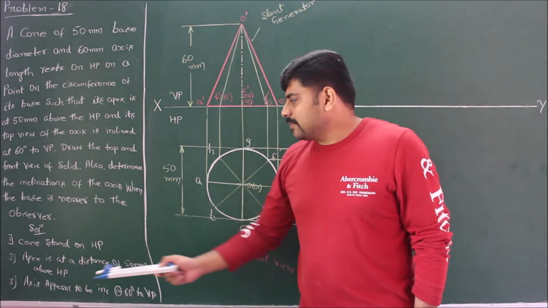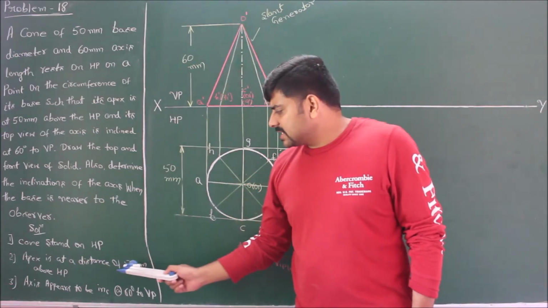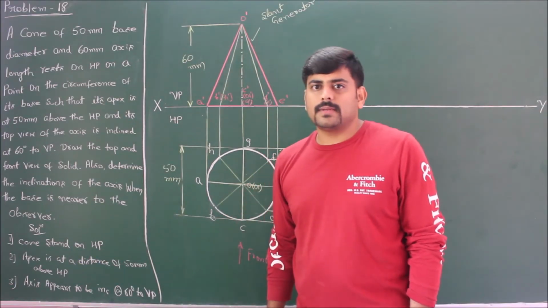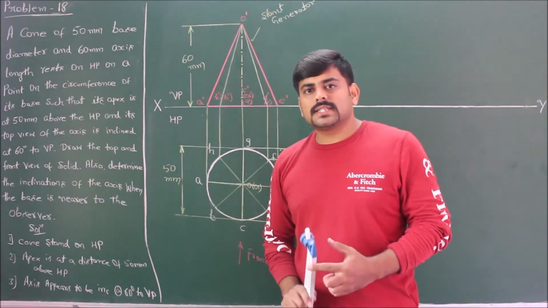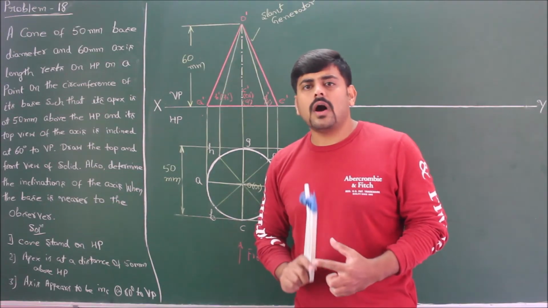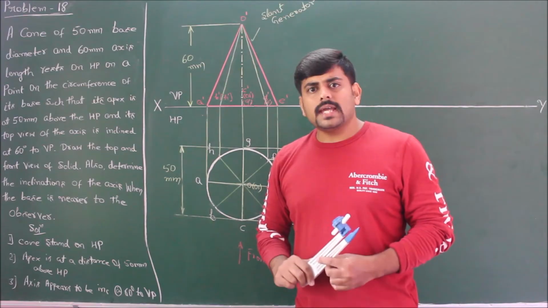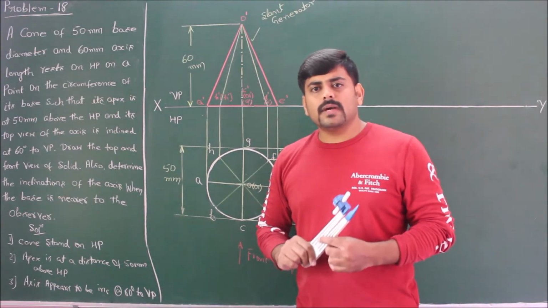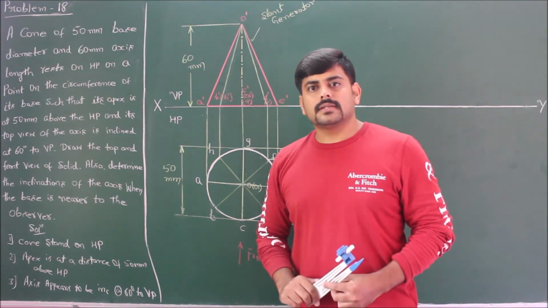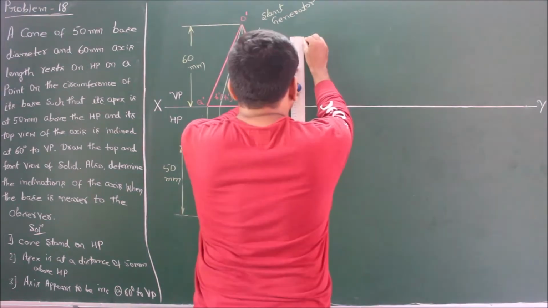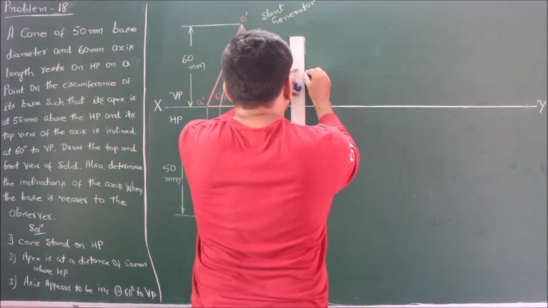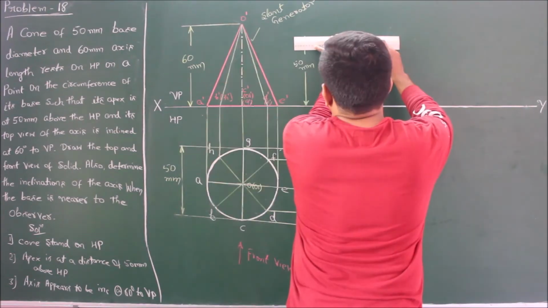Moving on to the second position, the apex should be at a distance of 50 mm above the horizontal plane and the cone should rest with one of its points on the horizontal plane. So therefore, first you mark a line of 50 mm above the horizontal plane. So if I do that, I'll measure 50 mm above the horizontal plane and mark a reference.